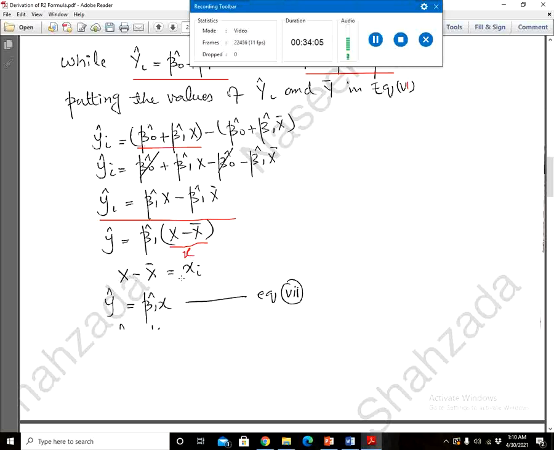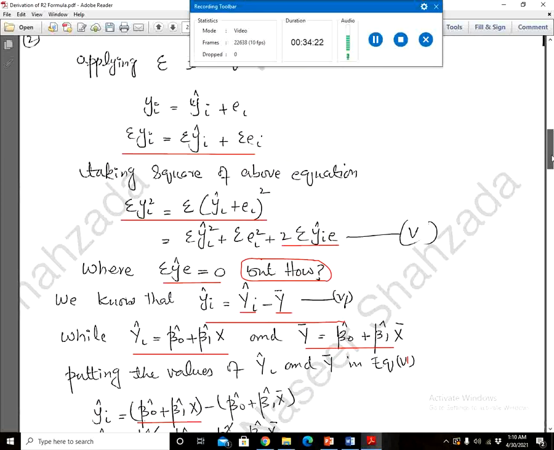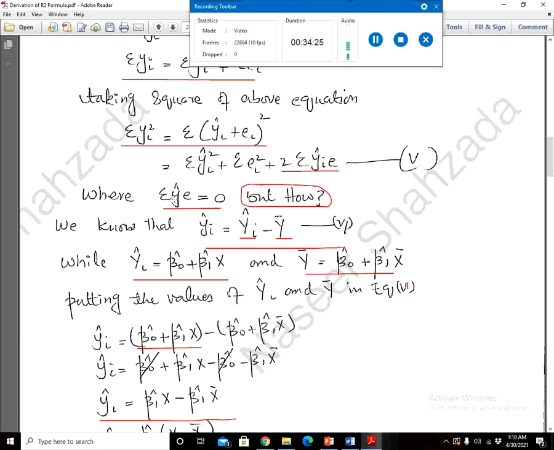So x minus x mean is equal to small xi, right? So y cap is equal to, now we have derived, y cap is equal to beta 1 cap x. Keep in mind that we are doing this whole process to prove that summation y cap e is equal to 0. We are proving this one now, and from before we have derived the value of y cap, and now we derive the value of e, and then we will multiply them.